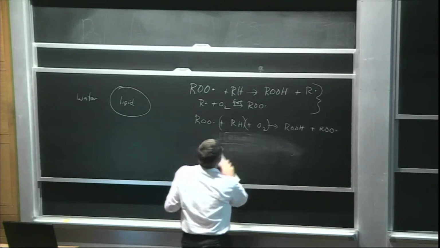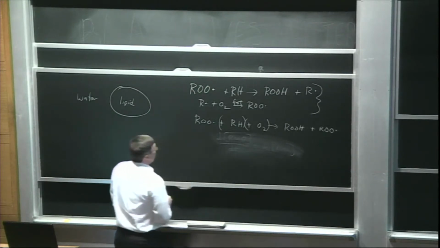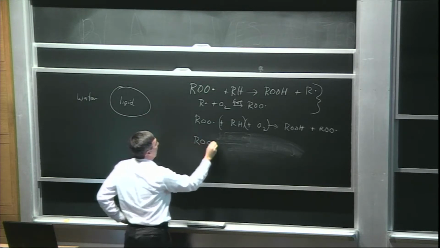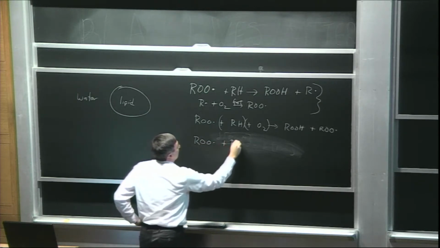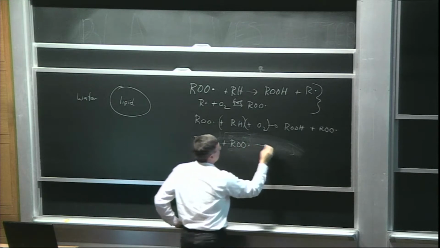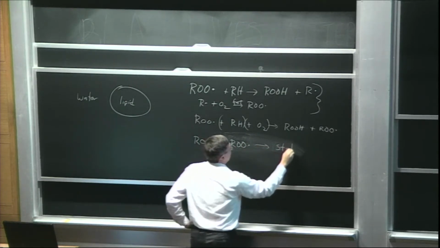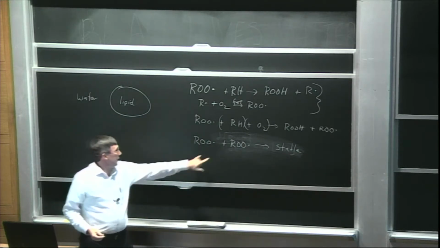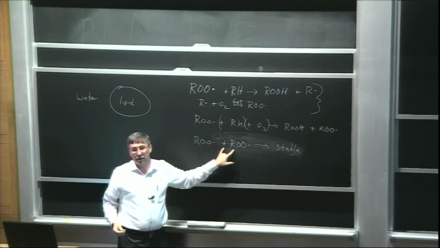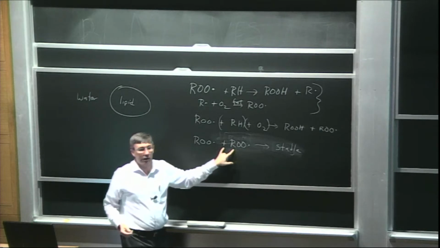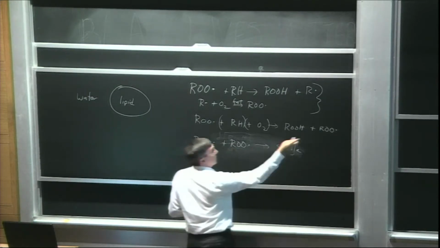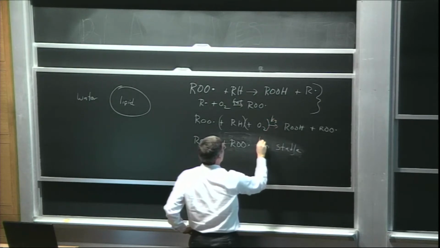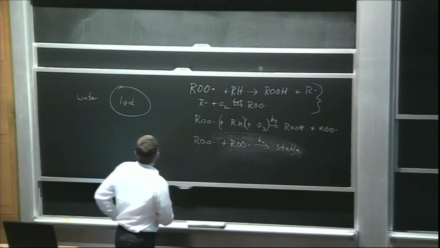All right, so that's the important process. Another important process is that if you get two radicals in there and they bump into each other, they can kill each other off. So two peroxy radicals can combine to make stable molecules. We don't care what stable molecules there really are. What's important is to get rid of the radicals, because the radicals are catalyzing the unfavorable oxidation. In this program I started writing, I call this K3, and this one's K4, reaction 4.